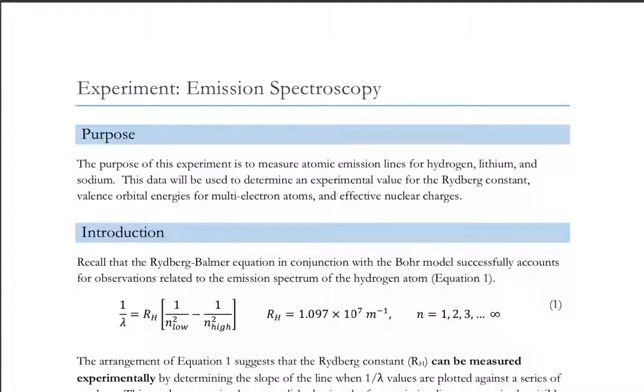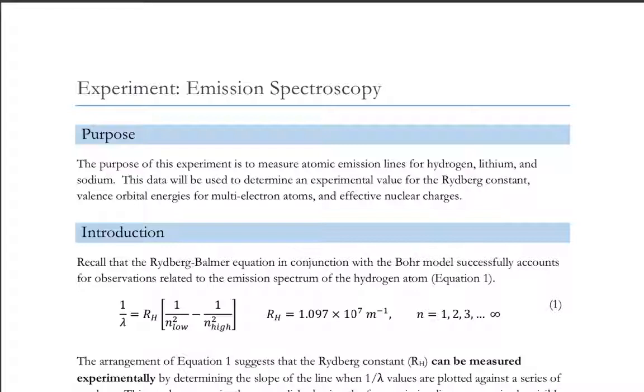For the emission spectroscopy experiment, we are only doing part A. We are not doing part B. Part A has us working with hydrogen. So, being hydrogen, we can use the Bohr model.